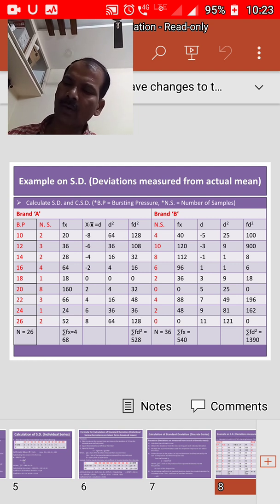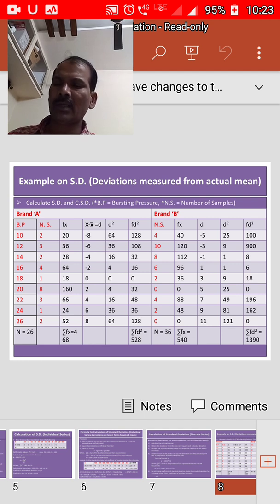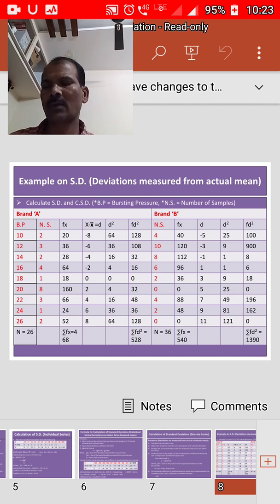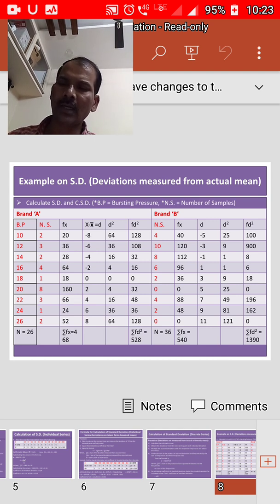If you square all these, algebraic signs will be removed. Minus 5 whole square is equal to plus 25, minus 3 whole square is equal to 9, minus 1 whole square is equal to 1, 1 whole square is equal to 1, 3 whole square is equal to 9, 5 whole square is equal to 25, 7 whole square is equal to 49, 9 whole square is equal to 81, and 11 whole square is equal to 121.